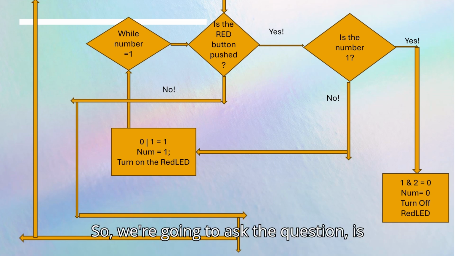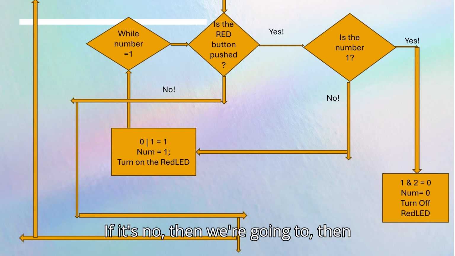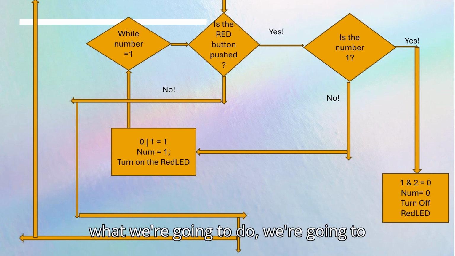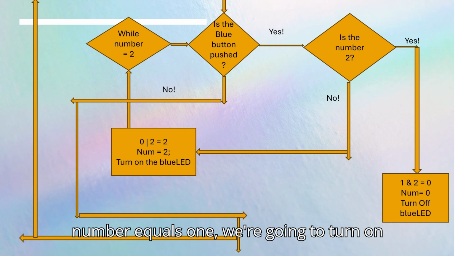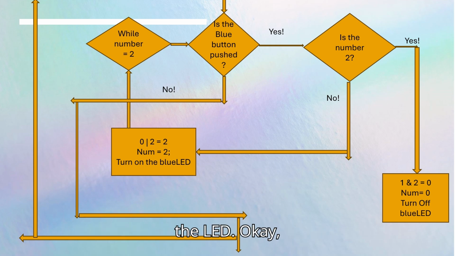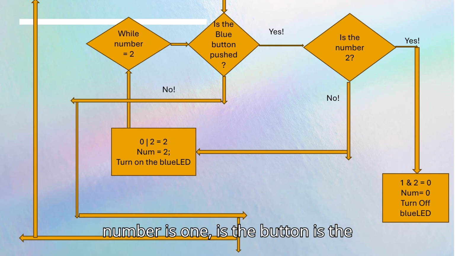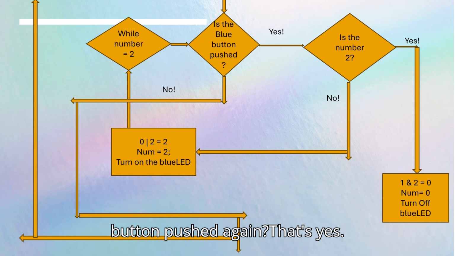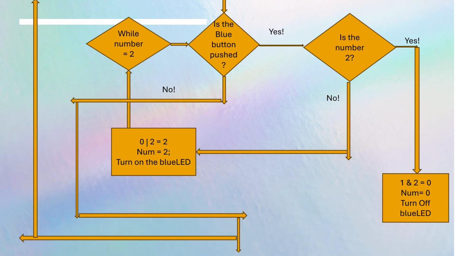So we're going to ask the question: is the button pushed? If yes, is the number 1? If no, then we go to 0 because we initialized it to 0. If num equals 1, we turn on the LED. Then, if you follow the line, while the number is 1, is the button pushed again? If yes, it goes to 0 and the number equals 1.